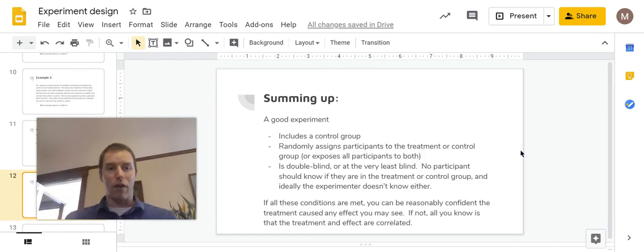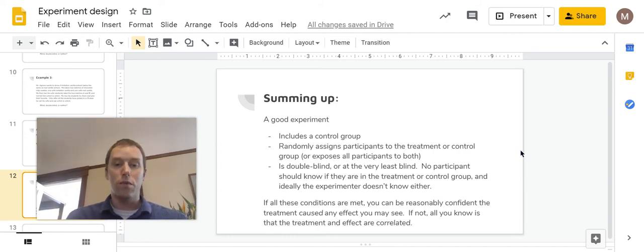All right, so putting it together, what's in a good experiment? You've got to have a control group. You've got to randomly assign the participants to the treatment or the control group. Or sometimes you expose all participants to both, and ideally then you expose half to the treatment first and the other half to the control first to balance that out. And ideally the experiment is double blind, where the experimenter does not know what the results are, but at the very least the experiment should be blind. No participant should know if they're in the treatment or the control group, because their knowledge of that will probably influence their response and it'll influence the effectiveness of the experiment.